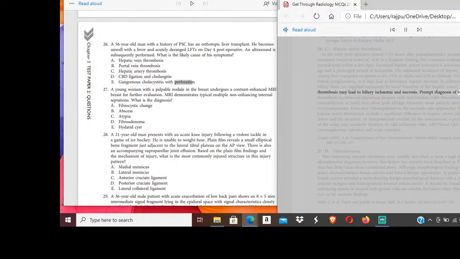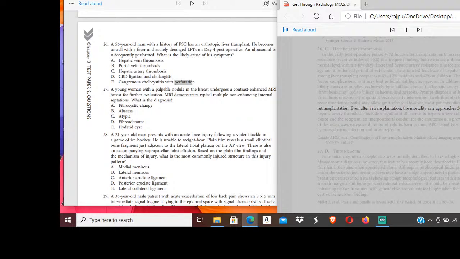Prompt diagnosis of hepatic artery thrombosis is extremely important because early intervention, with thrombectomy, hepatic artery reconstruction or both, may allow graft salvage. However, most patients ultimately require retransplantation. Even after retransplantation, the mortality rate approaches 30%.